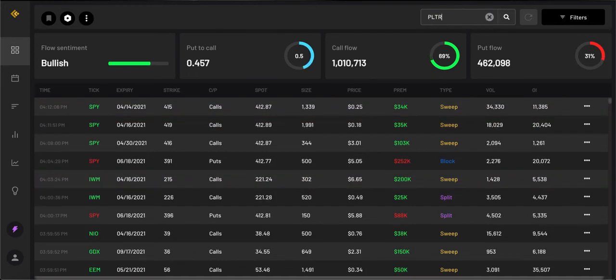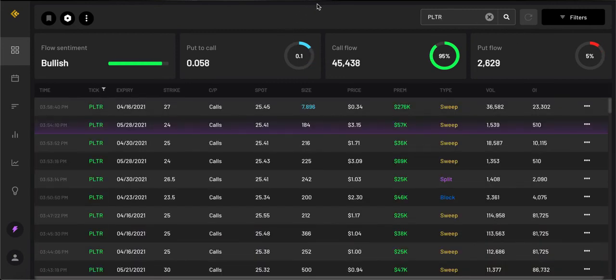I want to take a look at Palantir too. Wow. 95% call flow. Another interesting thing, 416.27 Cs, 270K premium, which means that by the end of this week, if these aren't in the money, it's going to be minus 276K. $276,000 go straight to the garbage. Like I said earlier, these orders are usually big whales, really big whales.